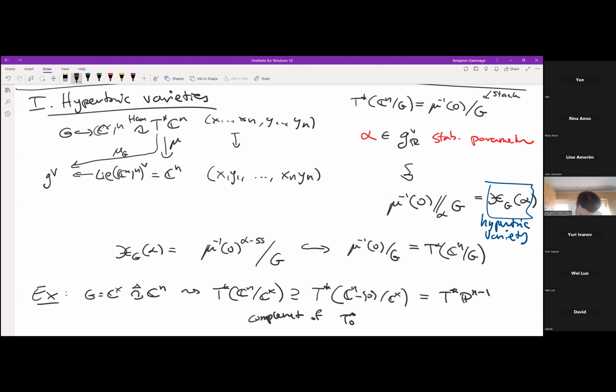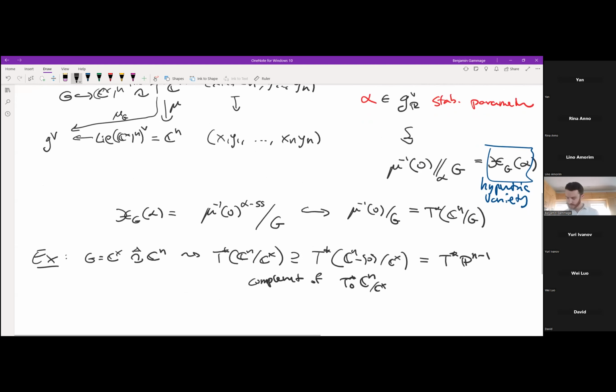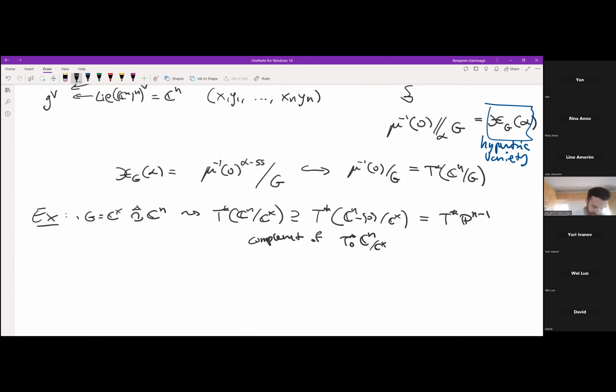Complement of cotangent fiber to C^N at zero, mod G, mod C star. Okay. So those are the varieties that we're going to be studying. And again, this is sort of a general paradigm here. I cheated here to take a specially nice example, which is still a cotangent bundle, right? In general, I'm not going to get a cotangent bundle.